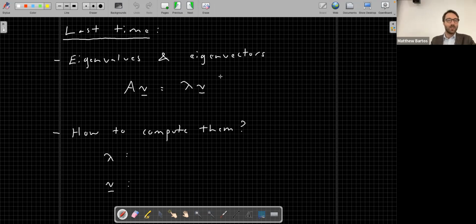Very good. So how did we go about computing eigenvalues and eigenvectors? So first, for eigenvalues, how did we compute these? There was a special formula that I gave you. Do you remember what it was? What was the name of that equation?